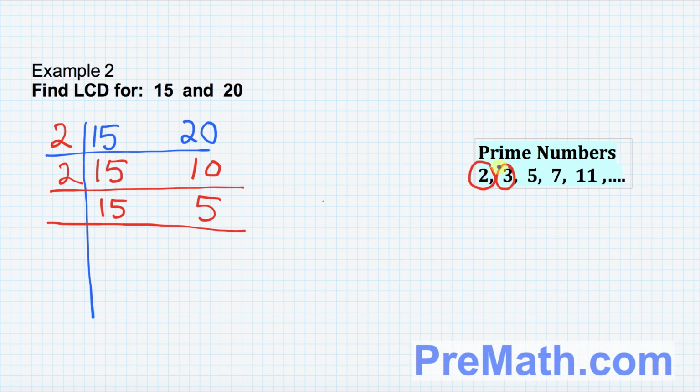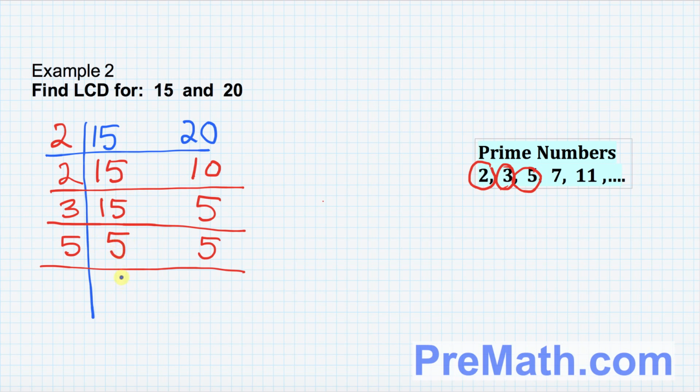The next prime number is 3. Is any one of them divisible by 3? Yes, it is. So I'm going to write down 3. 3 goes into 15 five times, and it doesn't go into 5, so I'm going to leave it as it is. Now we're going to move on to 5. Yes, these numbers are divisible by 5. I'm going to put down 5 right up here.